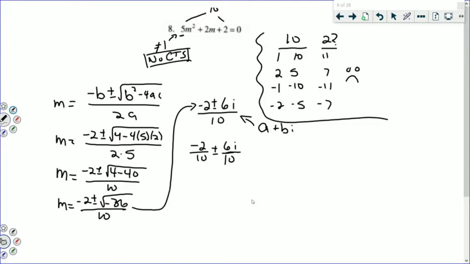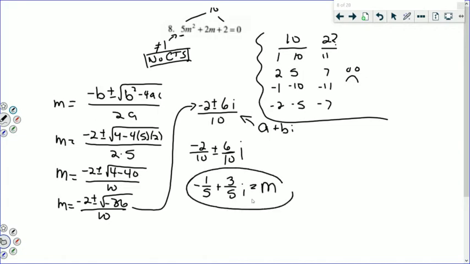If you ever have something times something else divided by a third thing, you can always move one of those things off the top of the fraction and just multiply by it. So we're getting closer to that a plus bi. We have some number plus some number times i, but we want to make sure to reduce all of our fractions. So we have negative 1/5 plus or minus 3/5 i. So these are our values for m. These values make our statement true.